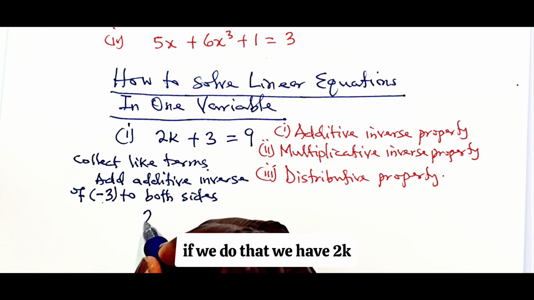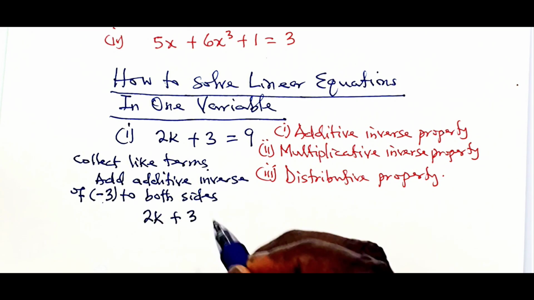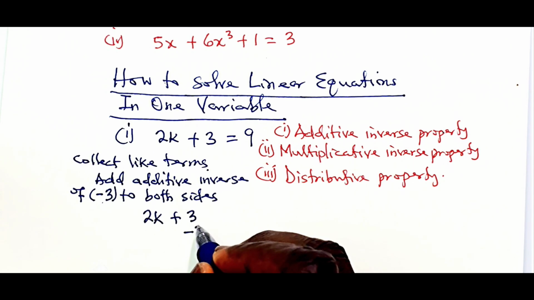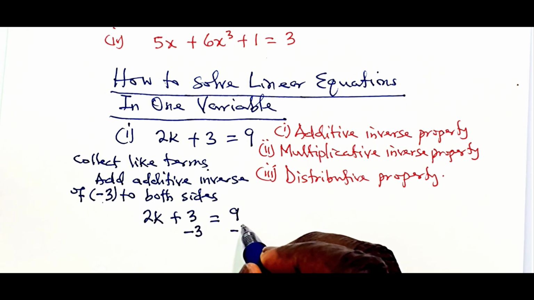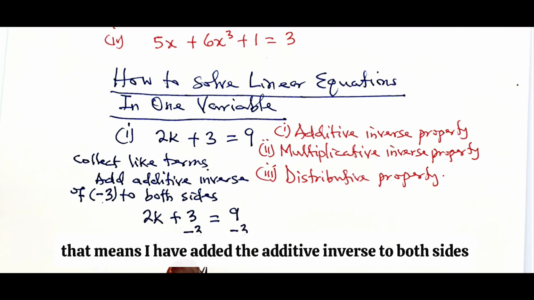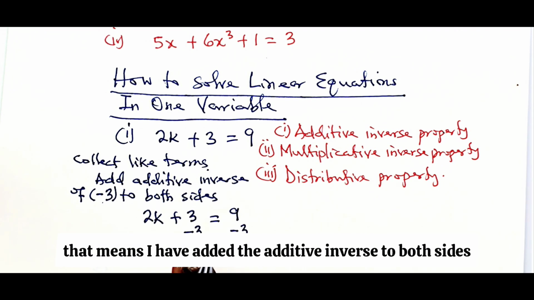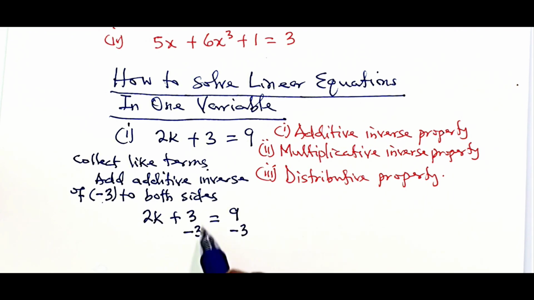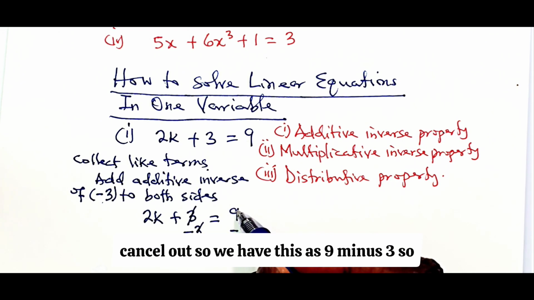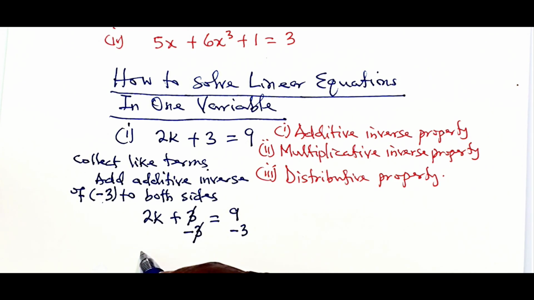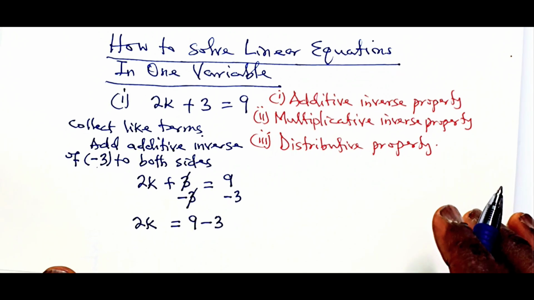So if we do that, we have 2k plus 3 minus 3 equals 9 minus 3. That means I have added the additive inverse to both sides. If you look at this, 3 minus 3 cancel out. So we have this as 9 minus 3. So we are left with 2k now equal to 9 minus 3.